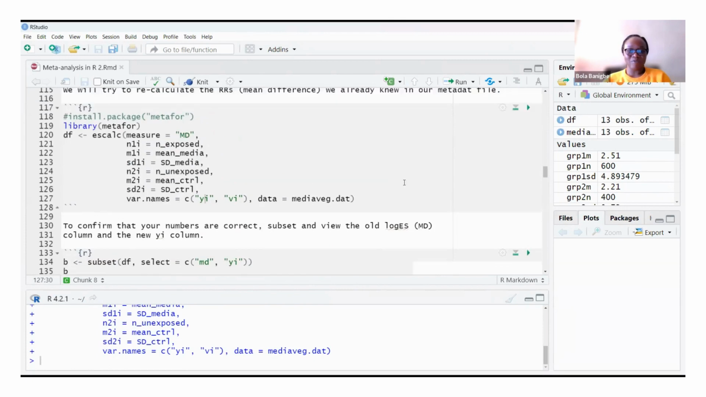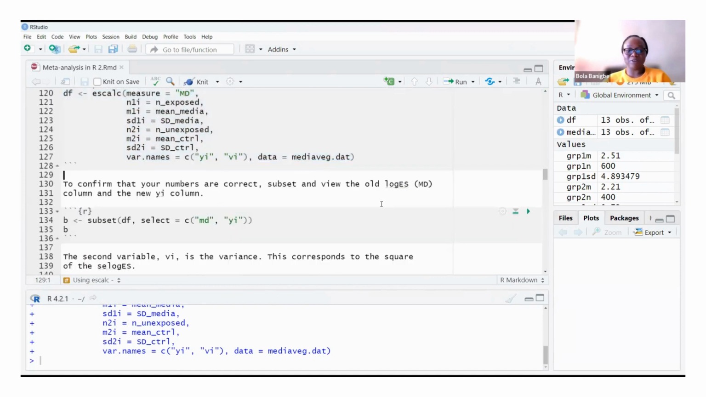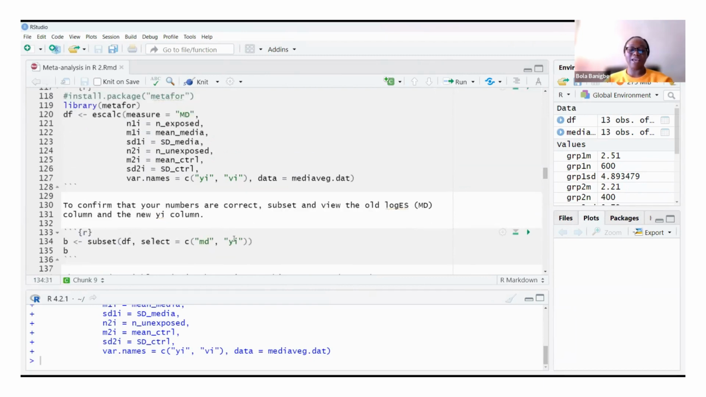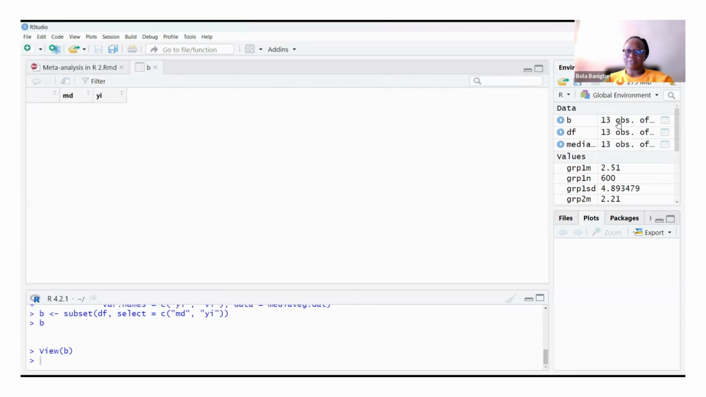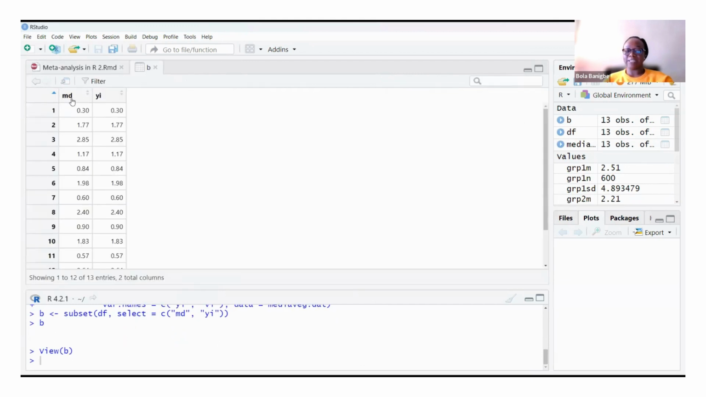Okay. So we've run it, and then to confirm your numbers are correct, we look at whether what is in the Excel sheet is exactly the same as what you've generated with this command. Let's subset it. We select MD, which is what you have in the Excel sheet, and YI, which is your new measure, and then compare the two. If you do, this is the object. You can see that MD, the data that was extracted, and YI, what you just generated with ESCalc, are exactly the same. So this is just to give you a level of reassurance that your code is working correctly, right?